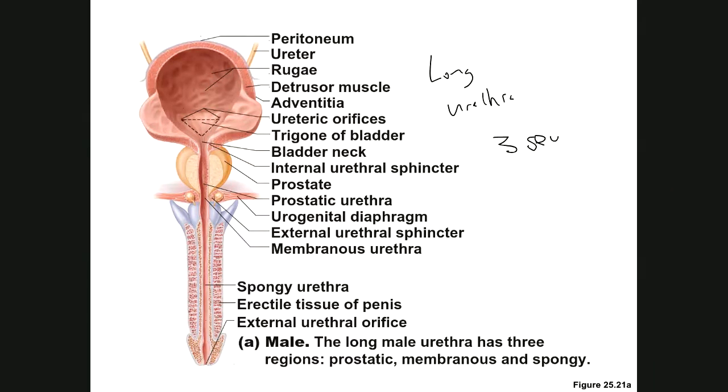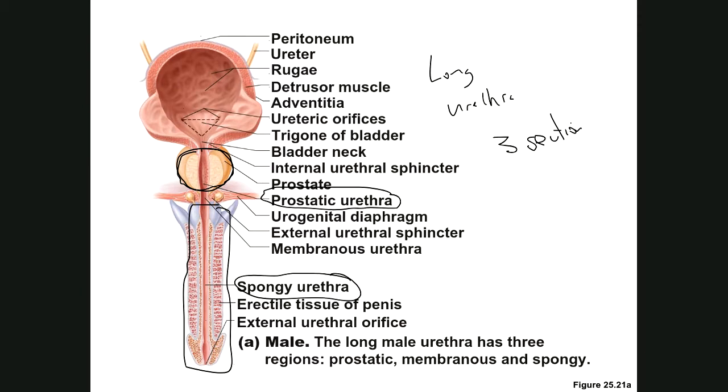And the section is named for where it goes. So the first part goes through this gland. The gland is called the prostate, so the section is called the prostatic urethra. This part here goes through the penis, and so it's either called the penile or spongy urethra. There's a little bitty section right here, though, where it goes through the abdominal wall, and that's called the membranous urethra. So three sections.